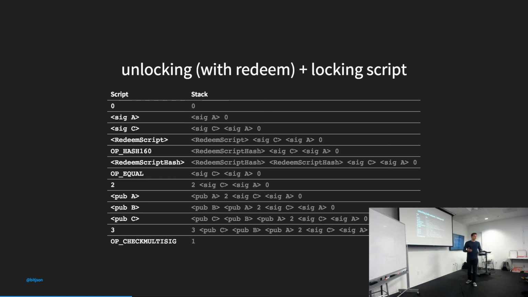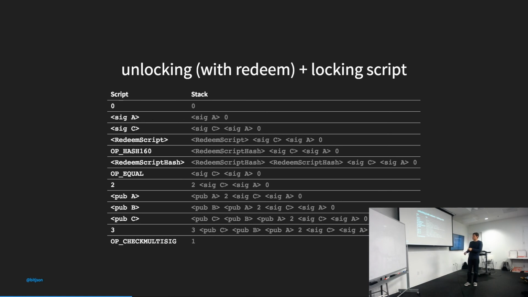Now we're through that. We know that we're looking at the right keys, or rather the right script. So we're now validating against the right script. So now we've got the rest of this stuff to execute. We've just done this op equal. Now we're going to push a 2 onto the stack, and we're going to push the public key of private key A, and the public key of private key B, and the public key of private key C, and then we're going to push the number 3 onto the stack. So we didn't do anything over there. We're just pushing stuff onto the stack.